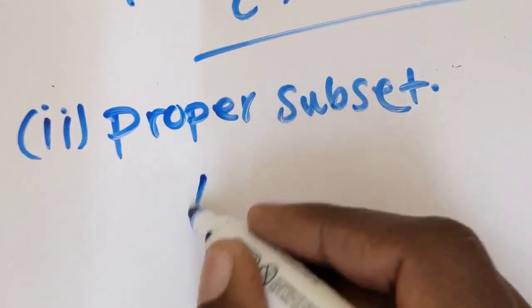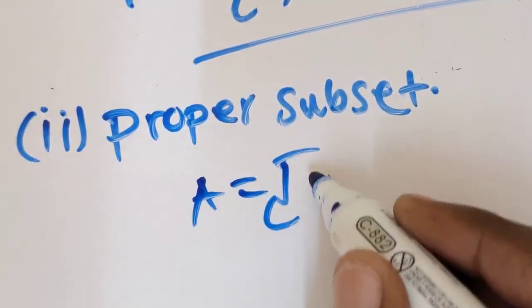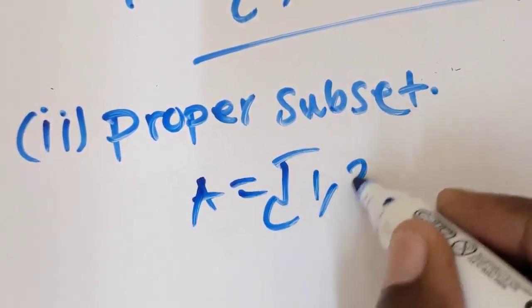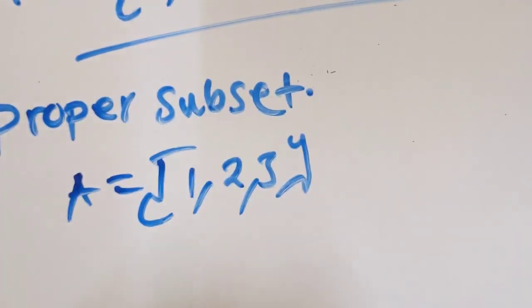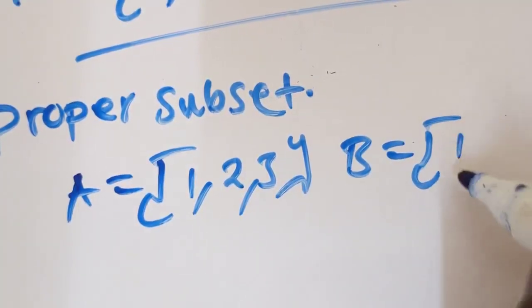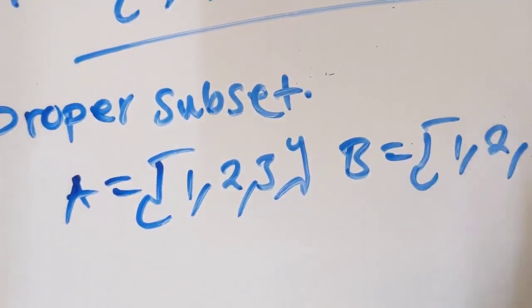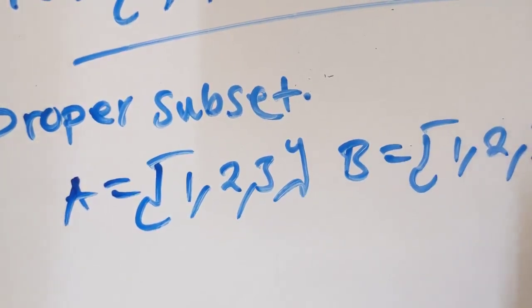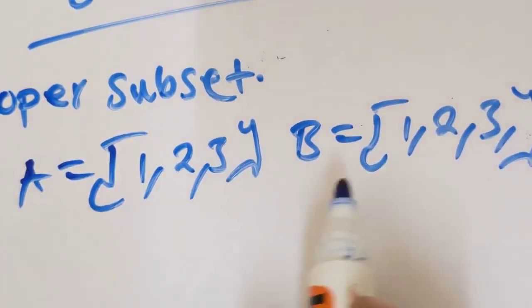So let's say this is set A, and in set A there is 1, 2, 3, like that. Set B also has 1, 2, 3, like that. If you are taught to write a subset, this is what it means.